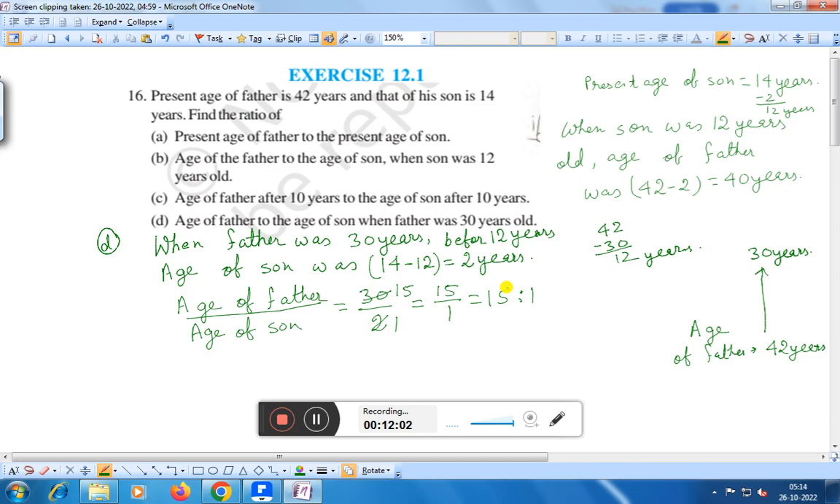Right. Therefore, age of father to the age of son when father was 30 years old, that means there is a difference of 12 years. Here you see, there is a difference of 12 years. And before 12 years, his father was 30 years old. Therefore, before 12 years, age of son was 14 minus 12, that is 2 years. Therefore, age of father to the age of son was 30 by 2, that is 15 by 1, or you can say 15 is to 1. Therefore, age of father to the age of son when father was 30 years old is 15 is to 1.